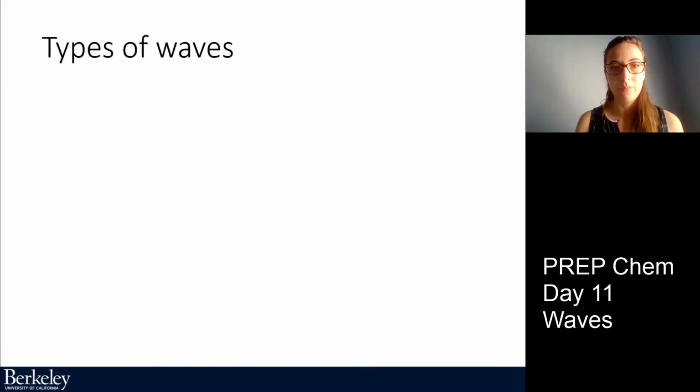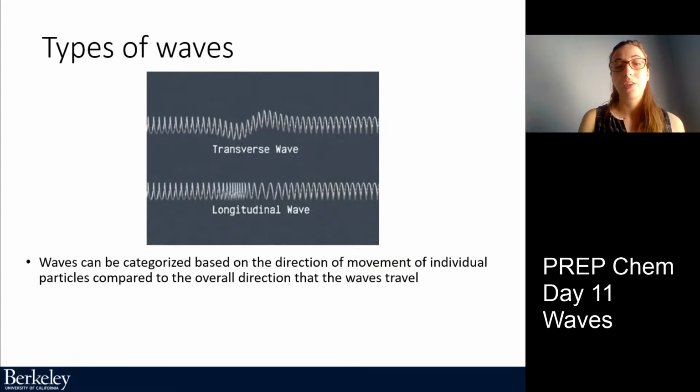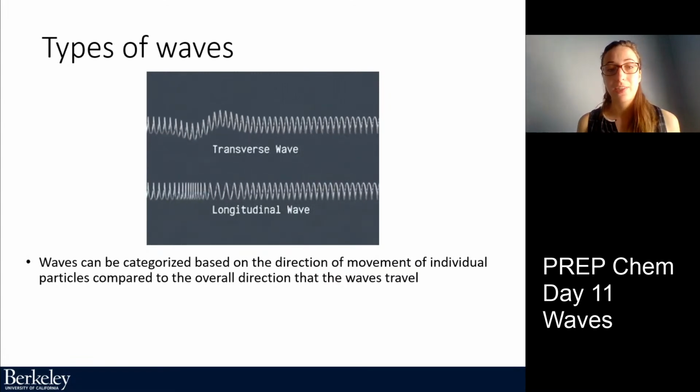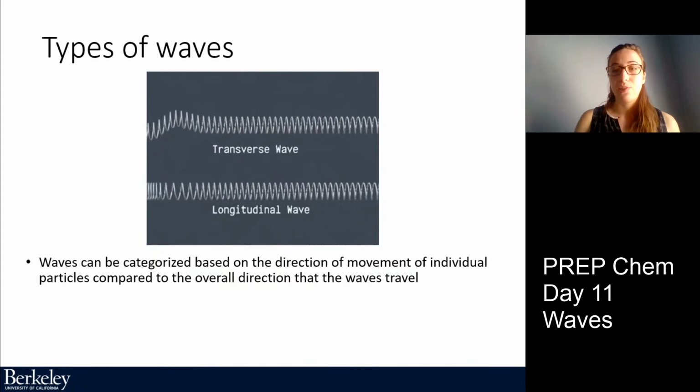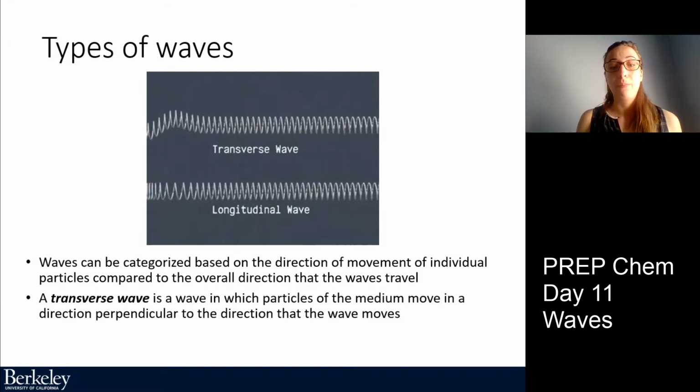Okay, moving on. So we can also talk about two different types of waves. We can categorize waves based on the overall direction of movement of the individual particles compared to the direction that the wave travels in. If you think of this slinky, as you move the slinky up and down, you get a transverse wave. In this case, the overall wave is moving from left to right, but you can see that the displacement of the slinky is actually moving up and down. So that makes this a transverse wave because the medium, the slinky, moves in a direction perpendicular to the direction that the wave moves.